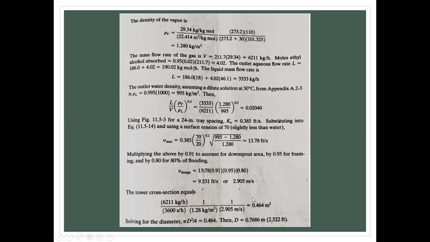And the rest is your geometry. How do you find the diameter given the area? So this would be our diameter. So this would be how we design our tray column in terms of the diameter.